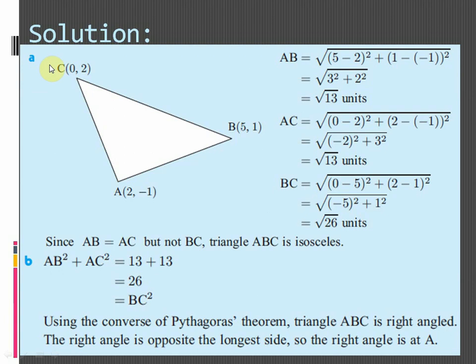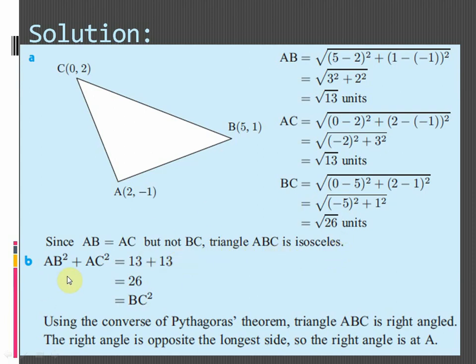So you see that we have the triangle ABC. We just apply the formula to find the three distances. First is AB, using the distance formula: x2 minus x1, y2 minus y1. So AB becomes square root 13. Next, AC is square root 13 as well. So two sides become the same. If two sides are the same, the triangle is isosceles. So you see that AB equals AC, but not BC. The triangle ABC is an isosceles triangle.